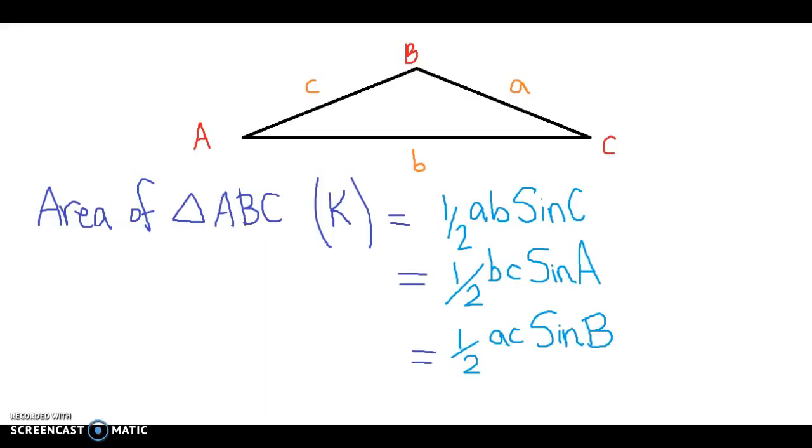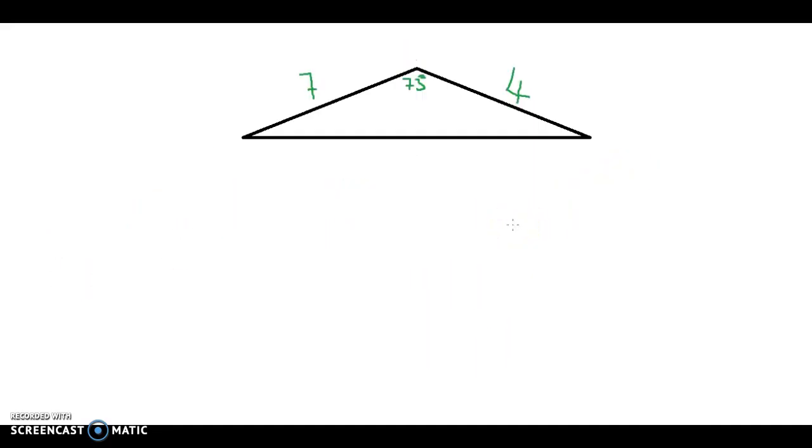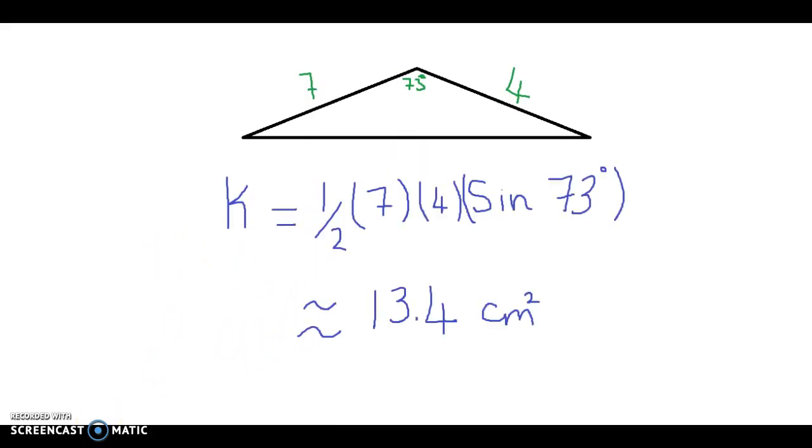So let's look at an example. If we have a triangle with sides 7 and 4, this triangle is not to scale, so I know 4 doesn't look like a short side, but 7 and 4, and the angle included is 73 degrees. Find the area. As you can see, K, which is the area of the triangle, is half times 7 times 4 times the sine of the included angle. That should give you 13.4 centimeters squared, or whatever units squared, depending on the units given in the problem. So if it was 7 centimeters, then the area is 13.4 centimeters squared.